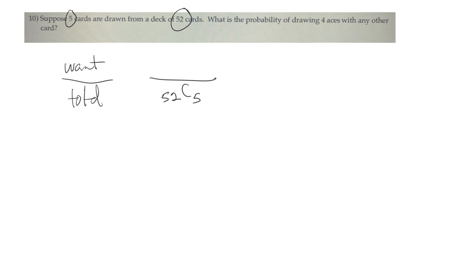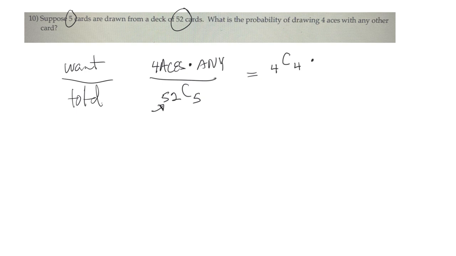But on the top, so that's the total number of ways you could do things. But what I want are 4 aces and then any other card. So to get both of those together, you would multiply. That's the fundamental counting principle. Now to get the aces, there's 4 aces altogether, and I need to choose all 4 of them. So that'll be the number of ways I can get aces.